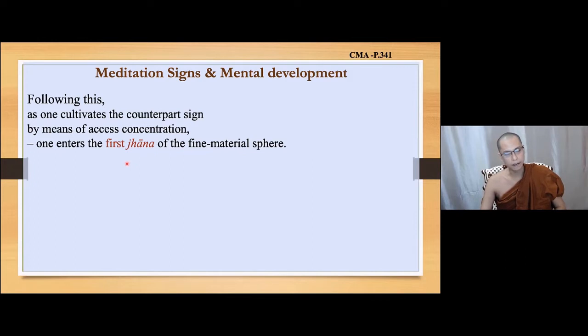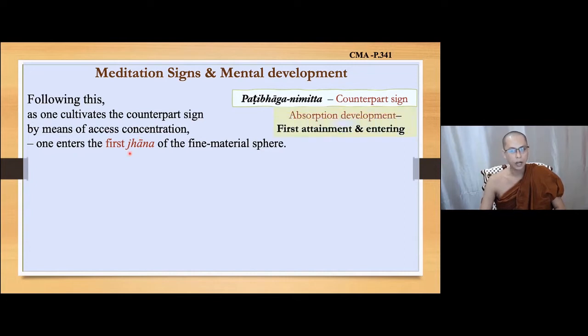Then when it becomes concentrated enough, focusing on the counterpart sign by the access concentration, when it is strong enough, the first jhana arises. That moment is called the absorption development. So the object is still the Patibhaga Nimitta, the counterpart sign. Focusing on the counterpart sign, the attainment of the first jhana, right? That is called the absorption development.